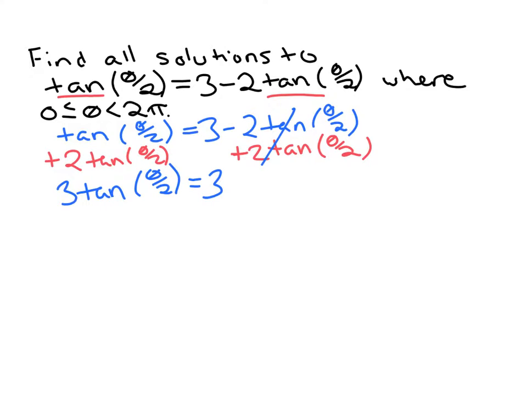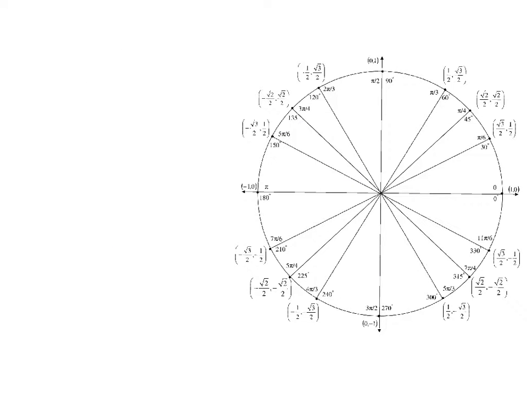And so the last thing to do to isolate that tangent function is to divide both sides by 3. So you have tangent of theta over 2 equals 1. And you may have seen that in the last several examples. The first task is to get the trig function by itself. And now we've done that. Once you have the trig function by itself, then you grab a unit circle. So we left off with this step. Tangent of theta over 2 equals 1.